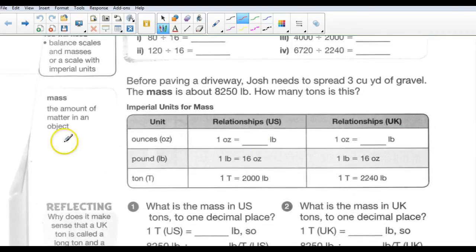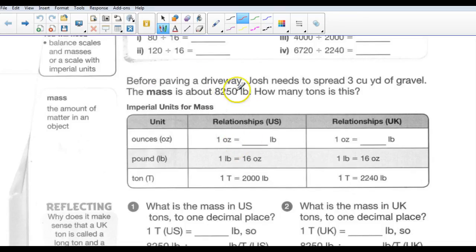So first of all, let's talk about mass. Well, mass is very close to weight. Basically, mass and weight are the same thing. So it's the amount of matter in an object, okay? And the units are pounds, ounces, tons, what we'd use for weight. Okay, so let's go right into an example.